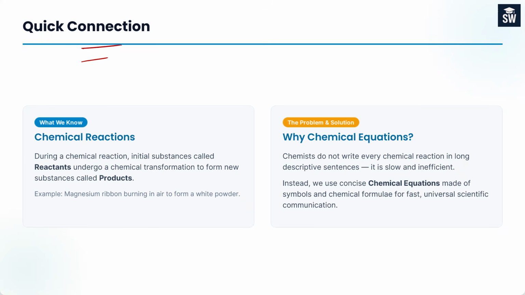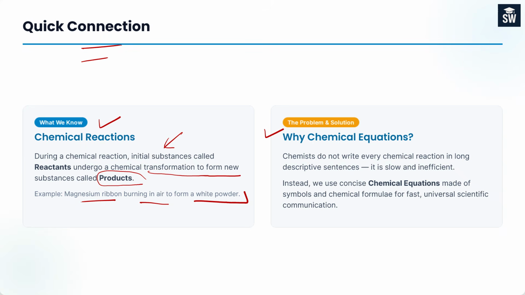So, quick connections: chemical reactions and chemical equations, right? So you know that in chemical reactions, the initial substances are called reactants, and whatever new substance is formed is called the product, right? Or we can say it is a chemical transformation into new substances. For example, magnesium ribbon burning in air to form a white powder. Now we have this particular chemical reaction.